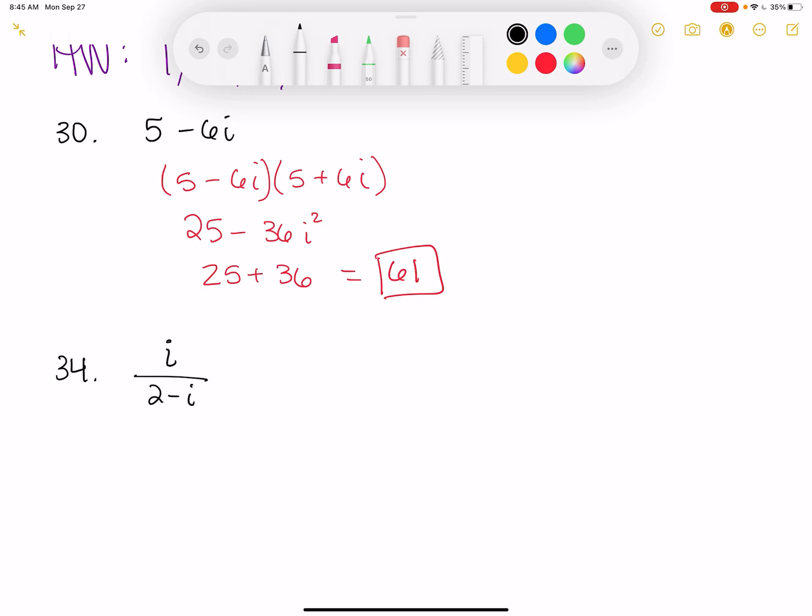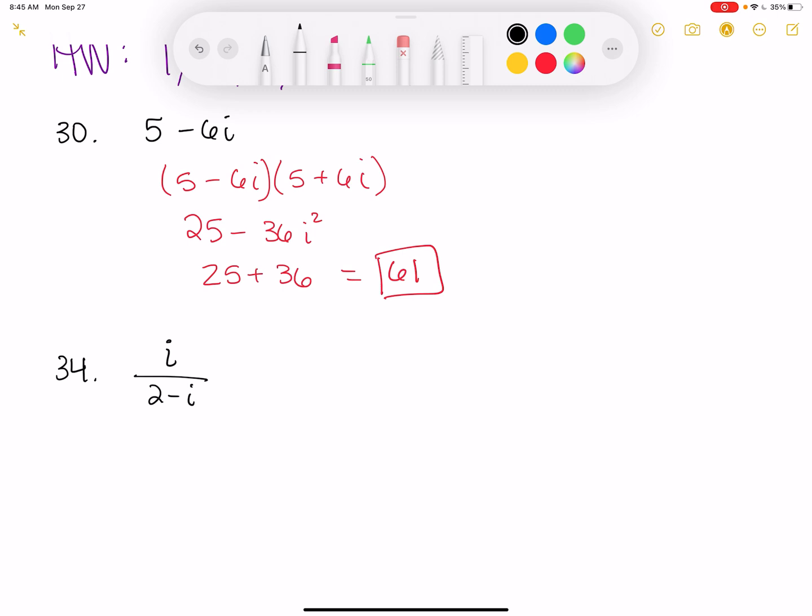I love this one. 1 over 2 minus i. It wants us to write the expression in standard form without using a calculator. I don't really know what a calculator would do for you, to be 100% honest with you. I don't know how doing it on a calculator would benefit you.